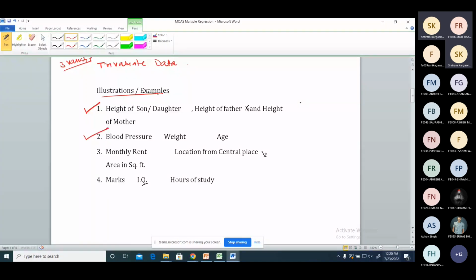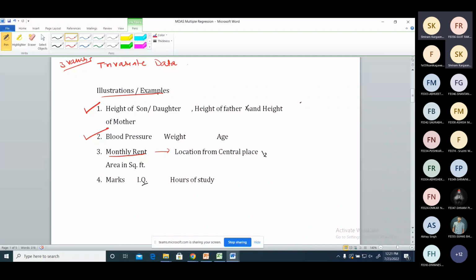Then monthly rent, location from the central place, and area in square feet. What will the rent be? It will depend upon at least two factors. Location from the central place means how far it is from the central place. Now this is our MIT college. So if somebody is residing nearby MIT, then he or she has to pay more rent. If somebody is residing a few kilometers away from the college, then they have to pay less rent. And the second factor, area in square feet, I mean how big that room or flat is. So at least these two variables are required.